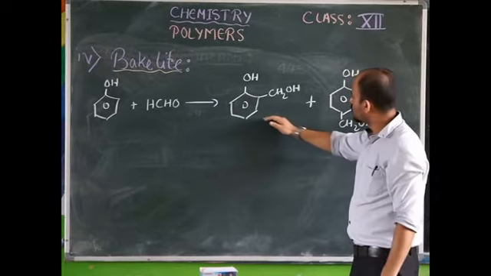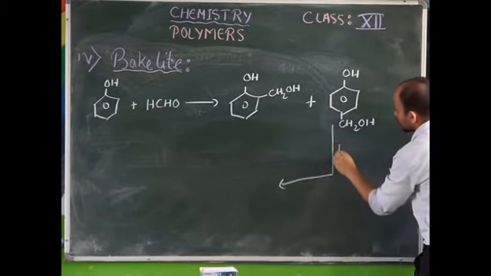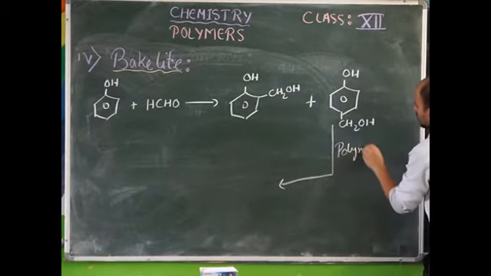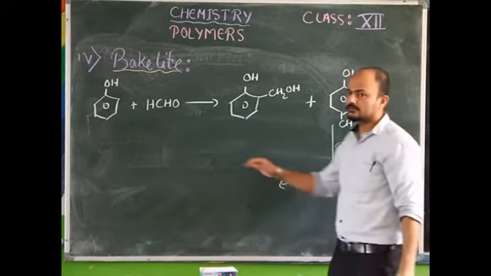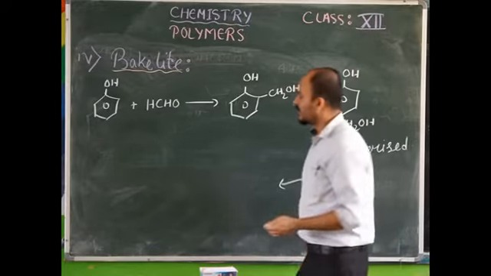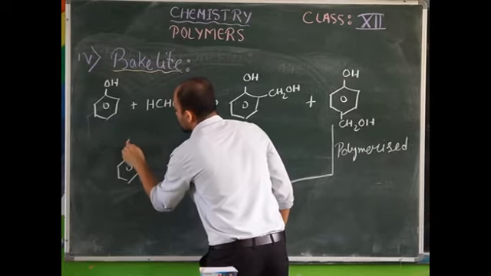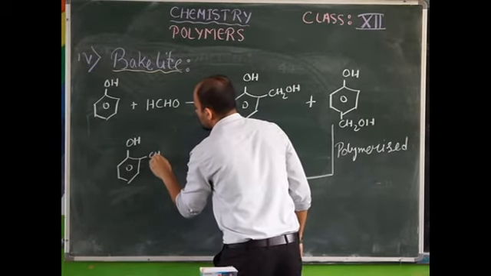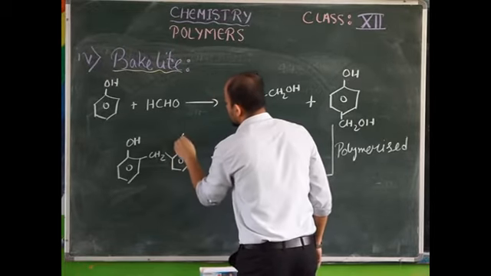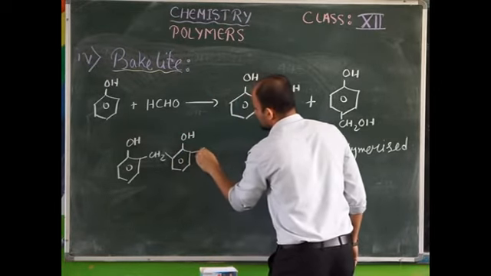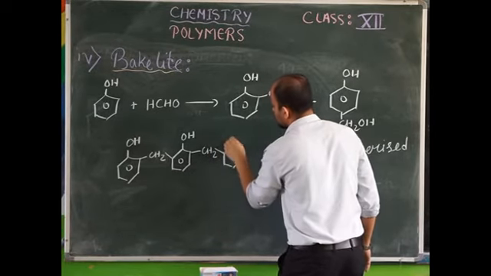Now, whenever these two molecules are polymerized, you get a complex structure. And here, please remember this formula. These molecules will come together to form a cross-linked polymer. We have OH, and here again we have a CH2 group. You have to remember the structure like that.